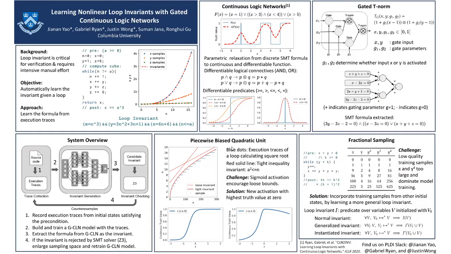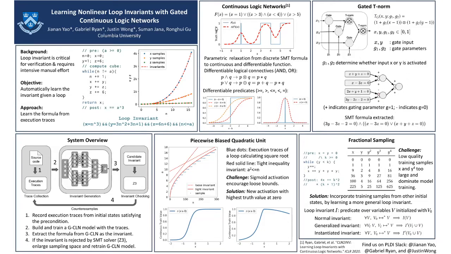And in cases where the inequality invariant is difficult to learn, for example, here we have n smaller than or equal to a, we propose a new activation function to learn tight inequalities, for example, this solid red line here. And to effectively learn logical connections, for example, the AND here or somewhere, we proposed gated T-norm and gated T-conorm, which can basically turn on and off the logical connections.